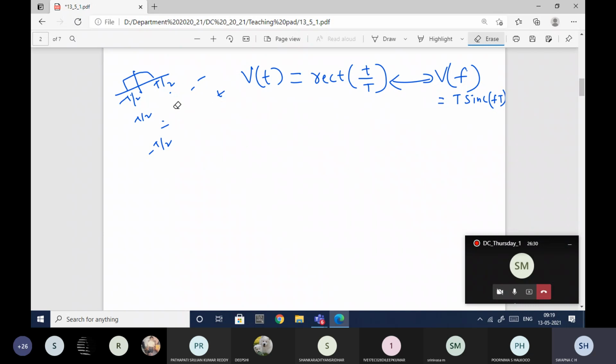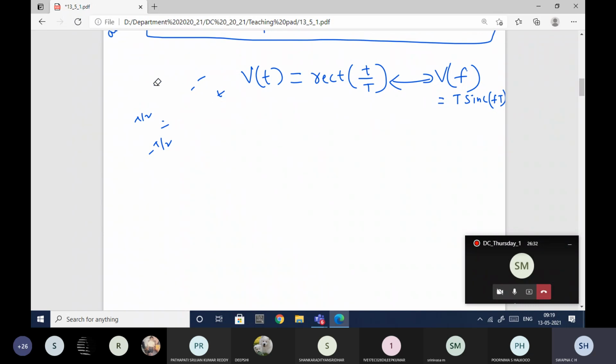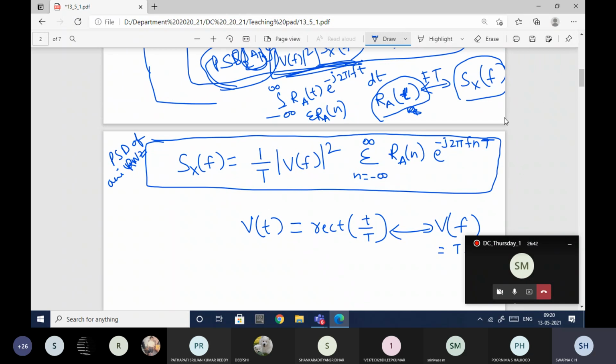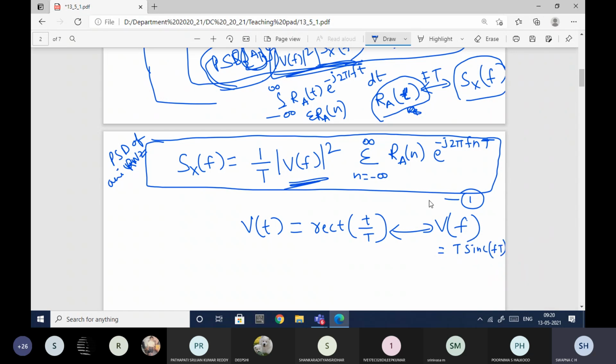It's left to you. If you can remember, you can write it directly. So I have got V of f, and I can substitute that V of f in this first equation. In place of V of f, I need to substitute this T sinc(fT).